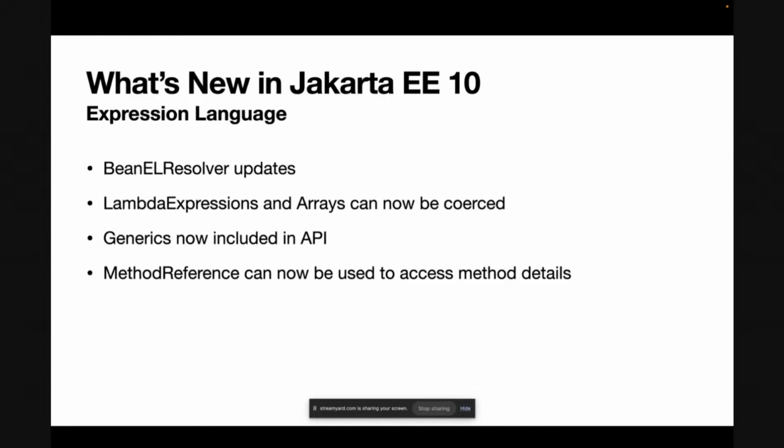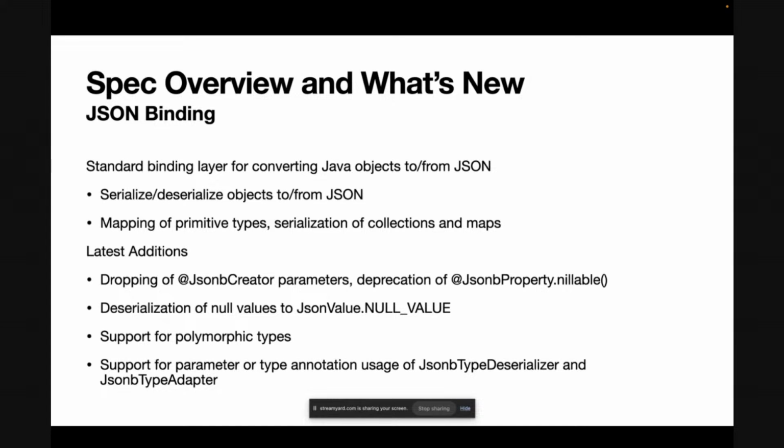You can now use lambda expressions and arrays in coercive fashion. Generics are now included in the API, and method reference can now be used to access method details. So there's been a few adjustments to the expression language, not too big, but a few features to probably migrate for. So, JSON binding, let's just give a quick overview.